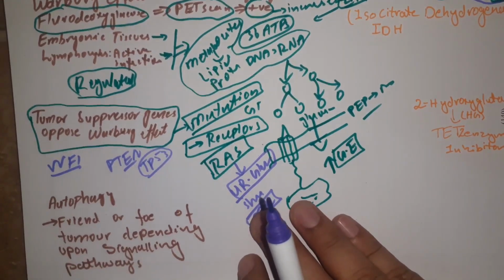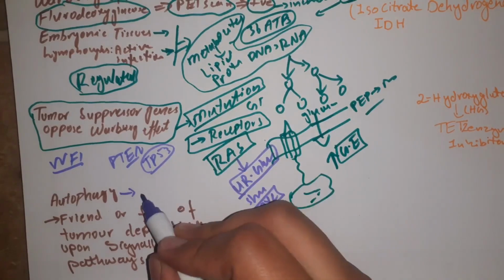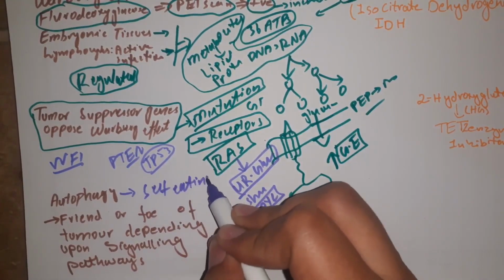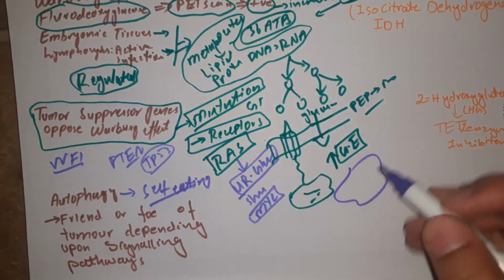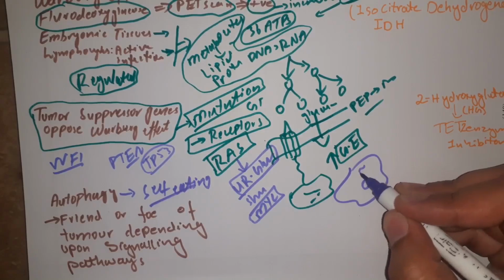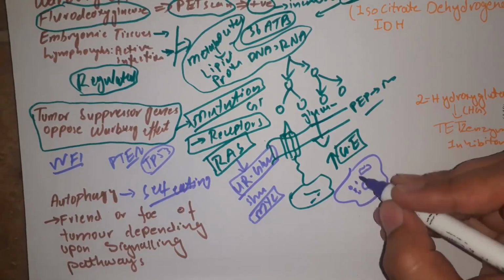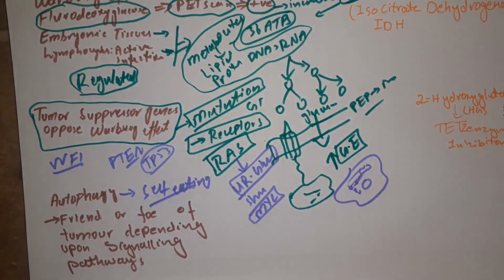Next altered metabolism is autophagy. Autophagy is basically a process in which the cell eats itself, or self-eating. When the cell is nutrient deficient, it begins to eat its own organelles. For example, this is a cell here, and here is the nucleus, and here is a lysosome, and here are its other organelles. When there is a deficiency, this lysosome comes and fuses with them and begins to digest them and generate energy, which is used for cell survival.